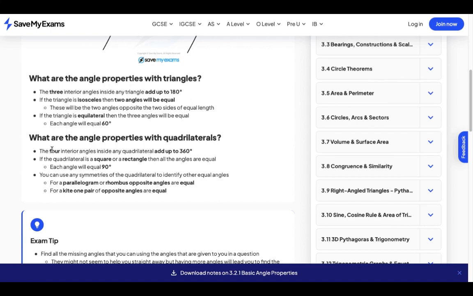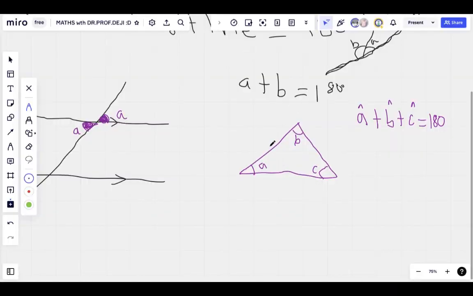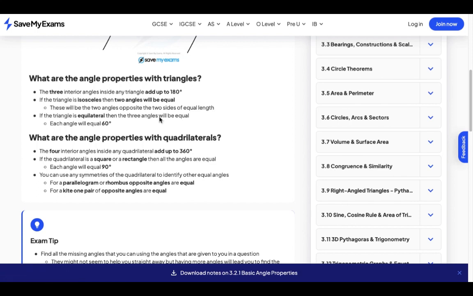What are the angle properties of a quadrilateral? We've talked about the triangle. If you have an equilateral triangle, all the angles will be 60 degrees, if all the lines are equal. Meaning each angle is 180 divided by 3, which is 60 degrees. However, if it's not equilateral, the values of the angles will be different. Is that okay?